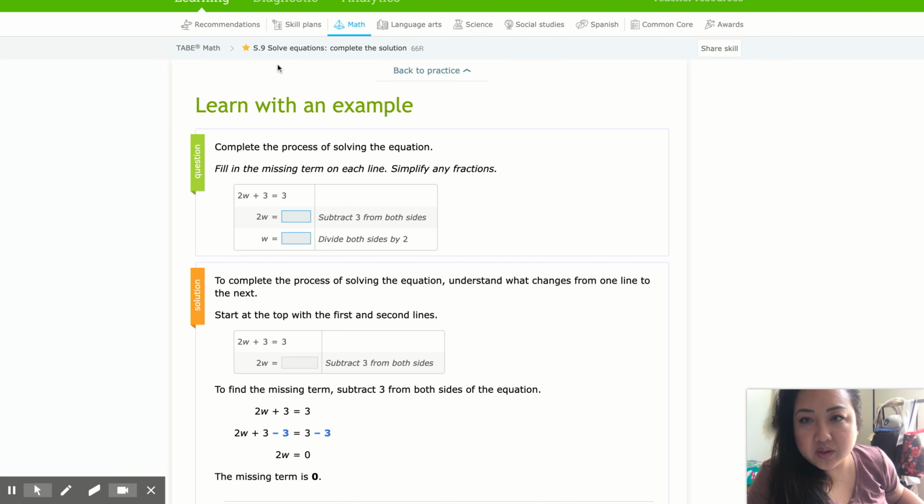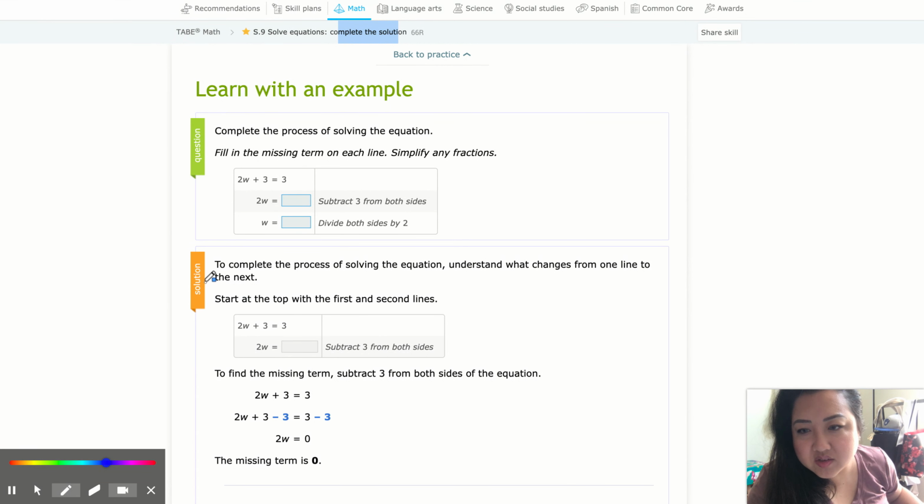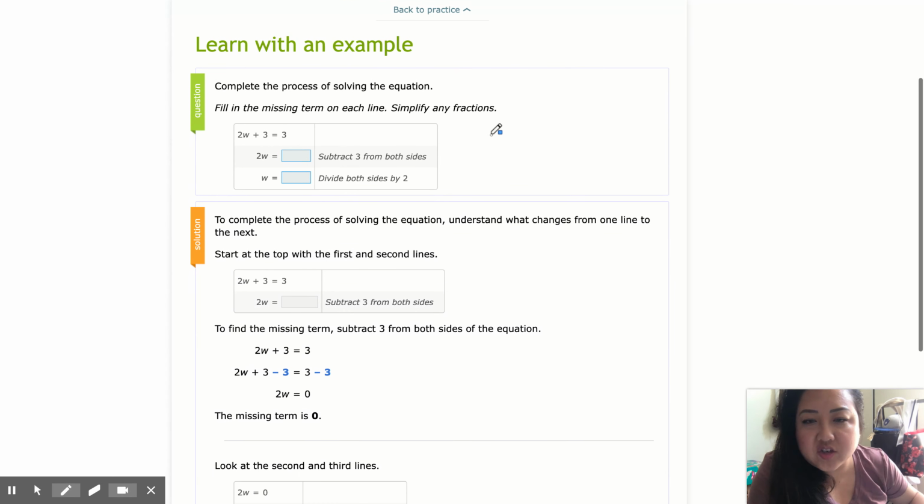Okay, today we're going to solve equations by completing the solution. So it says right here that they want us to complete the process of solving the equation, fill in the missing terms on each line, and then simplify any fractions. All right, so we have 2w equals blank.